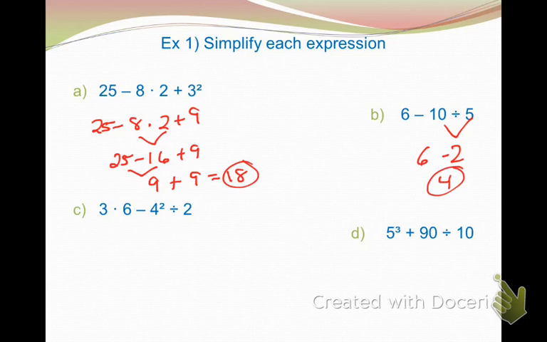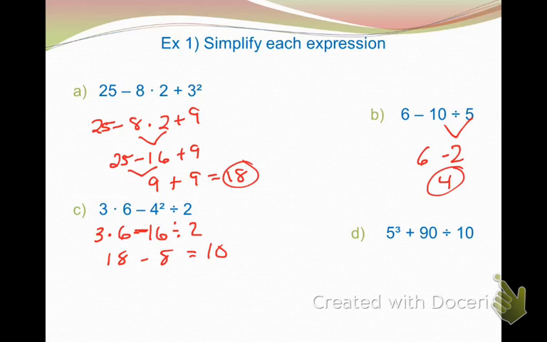Next, C. Parentheses, no. Exponents we do have, and that's 16 divided by 2 minus 3 times 6. And then from left to right we do multiplication or division, and multiplication happens to be first, so 3 times 6 is 18, minus 16 divided by 2, which is 8, and so that would be 10.